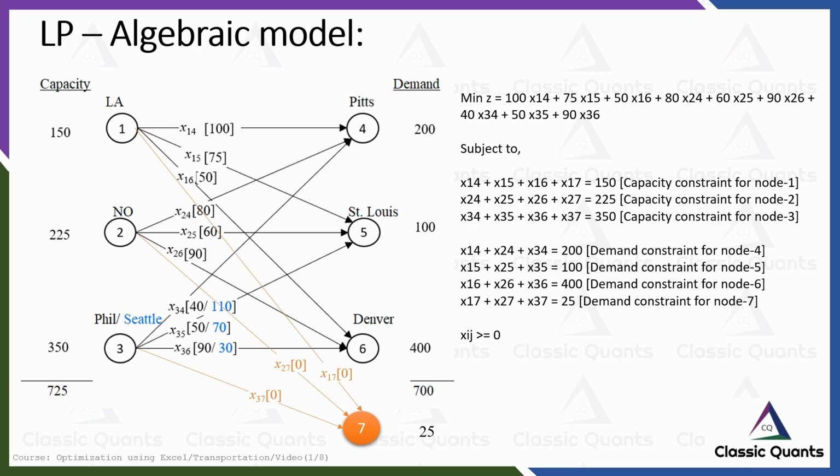Now this is your balanced transportation model, and now we will define or formulate the linear programming for this. So how to define the linear program? First of all we will define the objective function. Objective is, as I told you earlier, the total cost. Total cost is the objective of your problem.